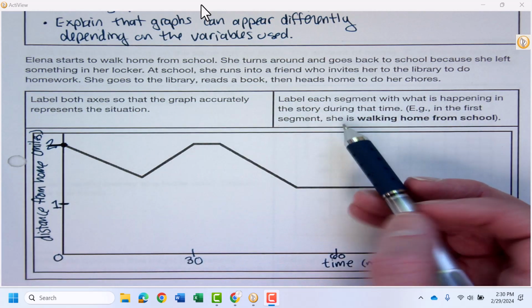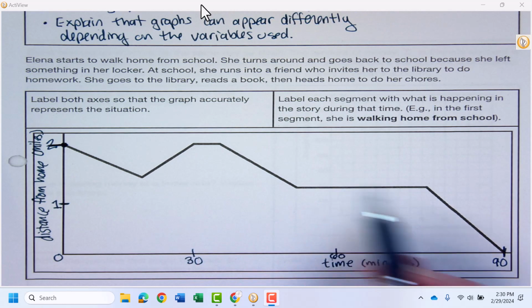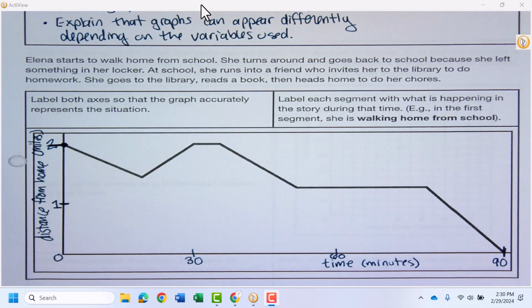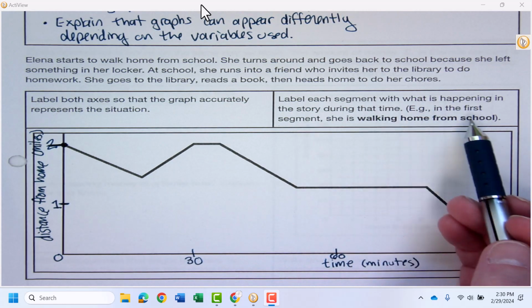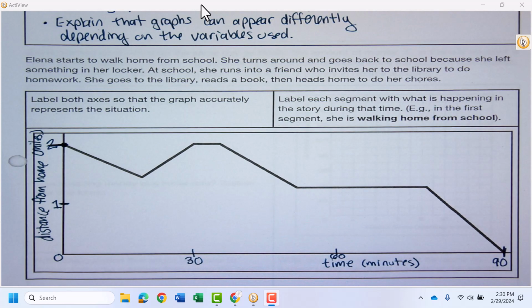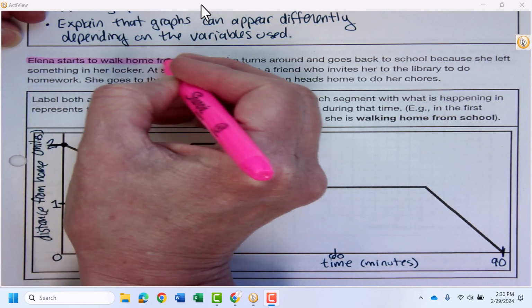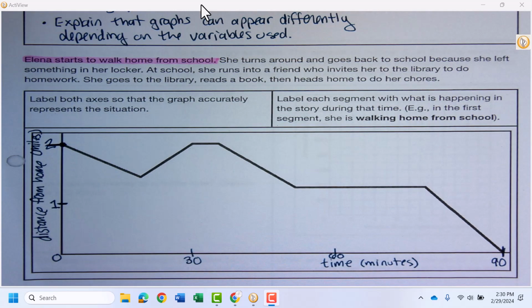And for the next thing, we're going to label each of the 6 different segments with what's happening in the story during that time. So for example, in the first segment, she's walking home from school. So just so we can match things up, I'm going to highlight what's happening in the story and label the corresponding part of the graph that shows that.